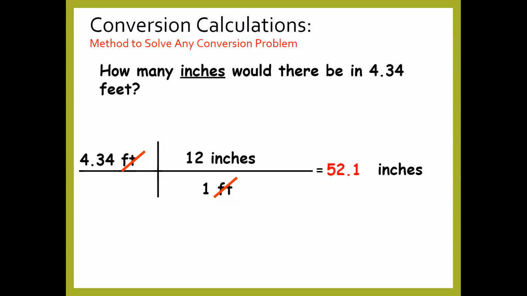Now, why is it 52.1? Well, your original number is 4.34. That's three significant figures. Because we have this ratio or conversion factor, that is counted as infinite significant figures. So that has a higher number of significant figures, and the lowest number of significant figures is the 3. So our answer is expressed in 3 significant figures.